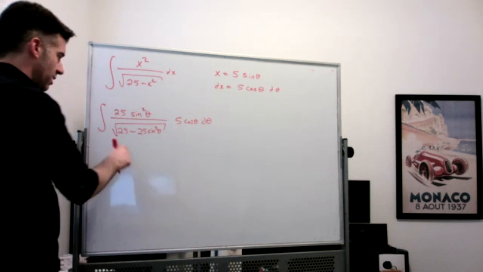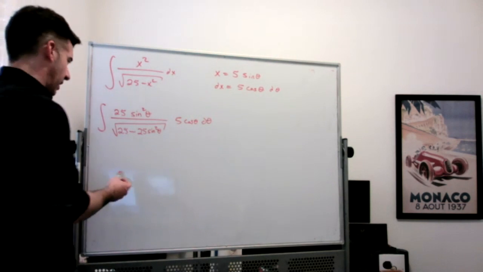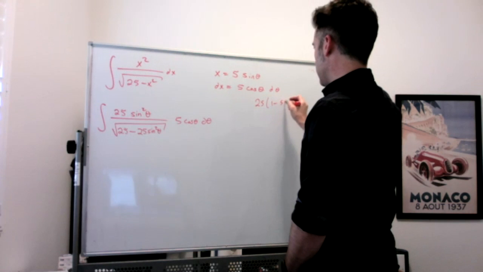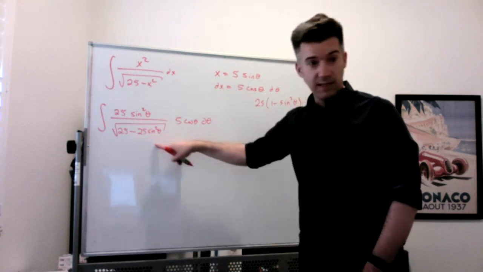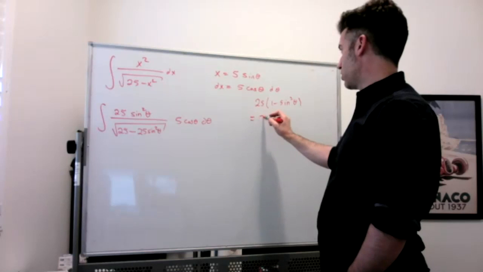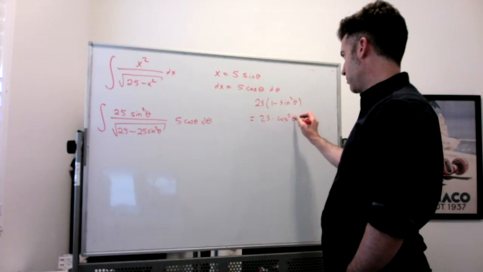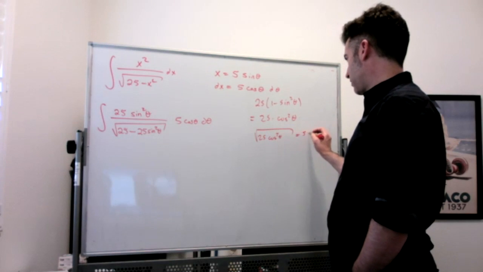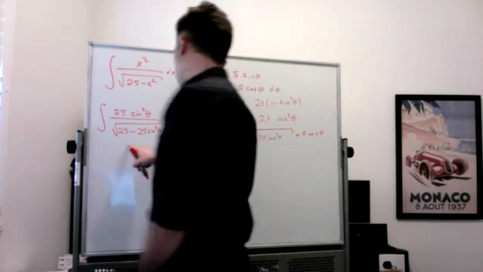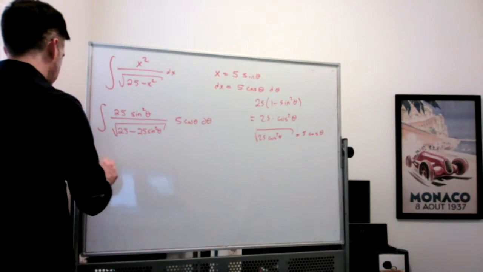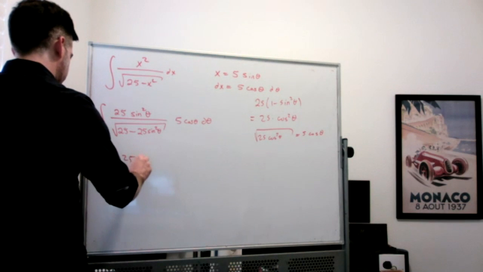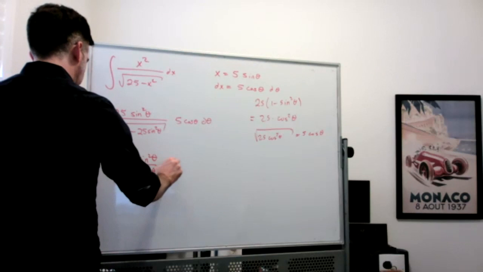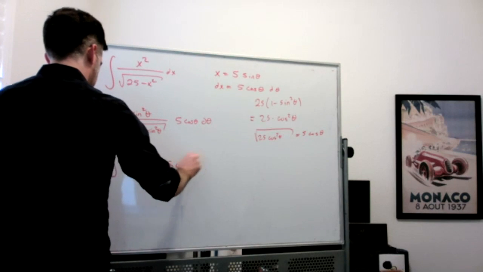All right. So then this simplifies, right? We can factor out of 25. In fact, let's just write it over here. 25 times 1 minus sine squared, which is what that is, just factor out the 25, is equal to 25 times cosine squared. And then the square root of that is just 5 cosine theta. So this denominator is just 5 cosine theta. So I end up with the integral of 25 sine squared theta divided by 5 cosine theta times 5 cosine theta d theta.